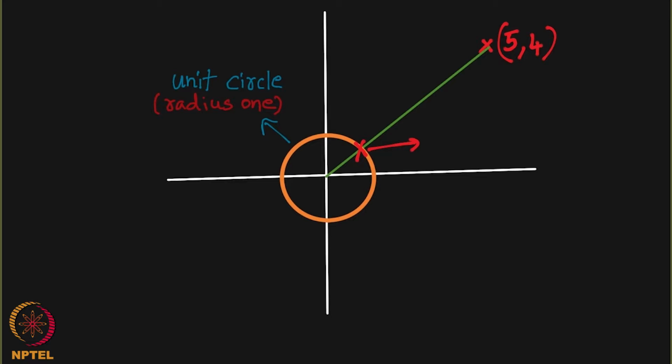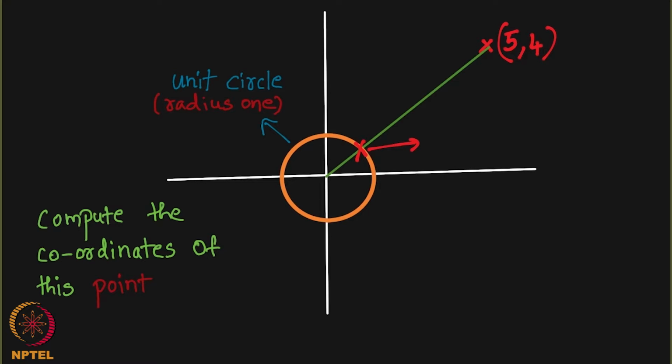Pause the video and then compute this. Please note, I have given you a point 5, 4 and I am giving you a unit circle, and I am asking you where does this line joining the origin and 5, 4 intersect the unit circle. This is some basic thing. You compute the coordinates of this point. Extremely basic. What you do is you first write 5 and then divide this by the square root of the sum of the squares. We all have seen this.